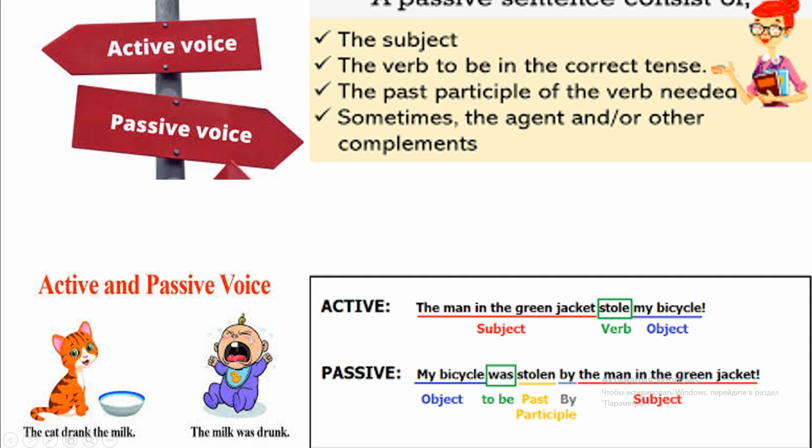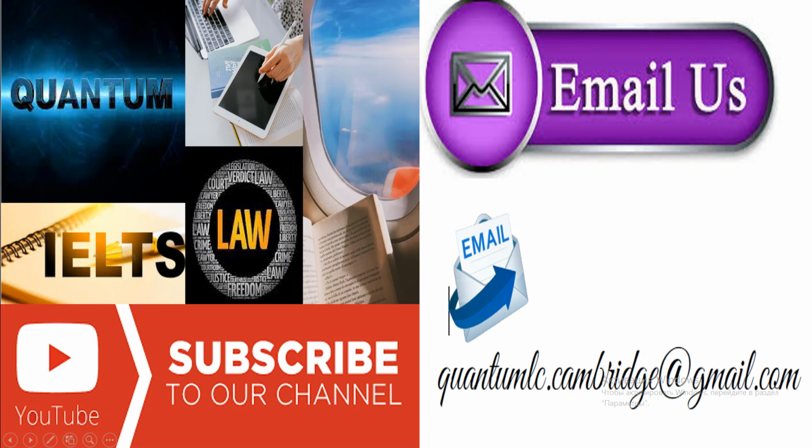Here it is: object, verb, past participle, by phrase, then the subject. It's very easy if you follow the strategic techniques in a proper way.